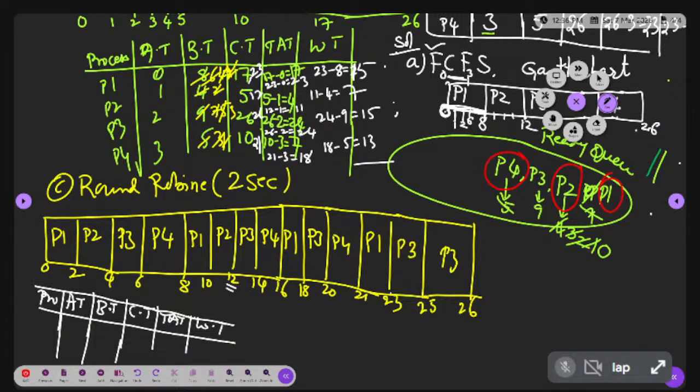Total waiting time: 15 plus 7 is 22, plus 15 is 37, plus 13 is 50. This is the total waiting time, 50. Total turnaround time: 23 plus 11 is 34, plus 24 is 58, plus 18 is 76. This total divided by 4 gives the average waiting time and average turnaround time.